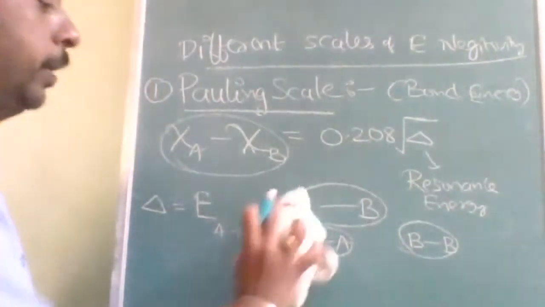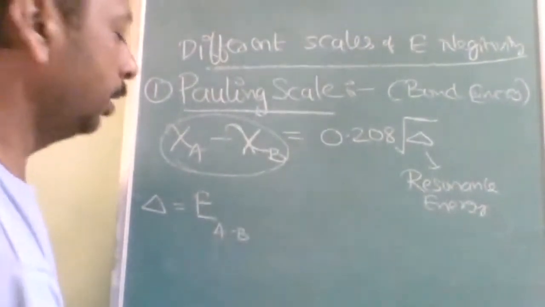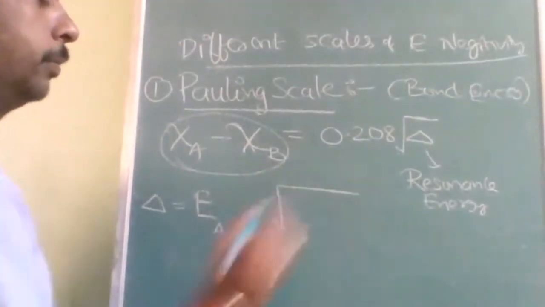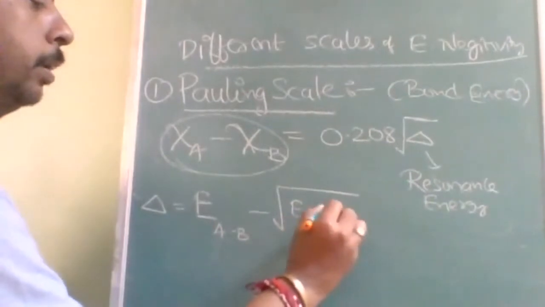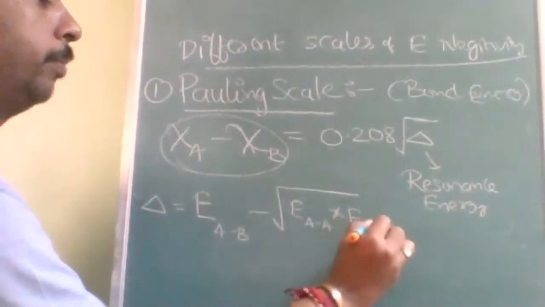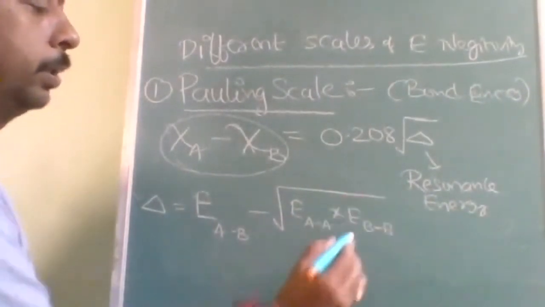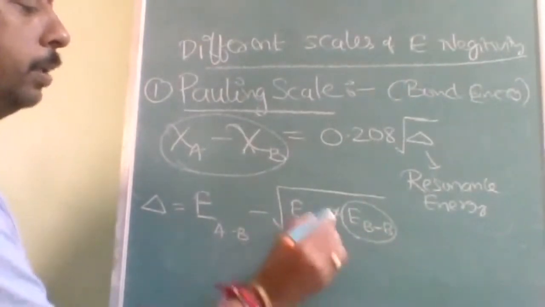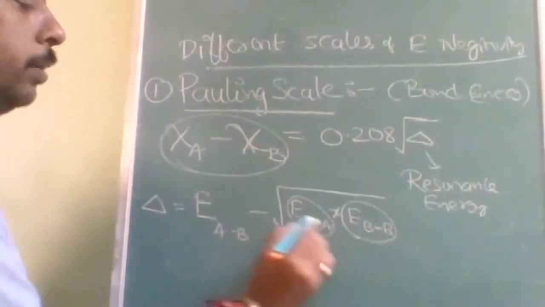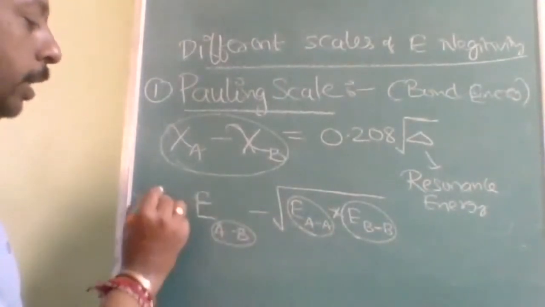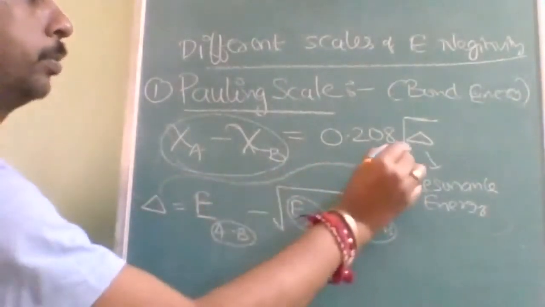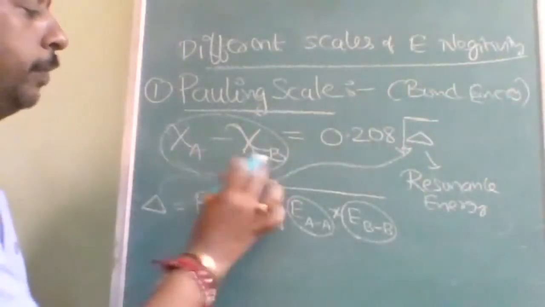Bond energy of AB minus square root of bond energy of A-A into bond energy of B-B. This is the B-B bond energy, this is the A-A bond energy, square root, then E of bond energy of A-B. Then you will get the delta value, you will substitute here, then you will get the difference only.